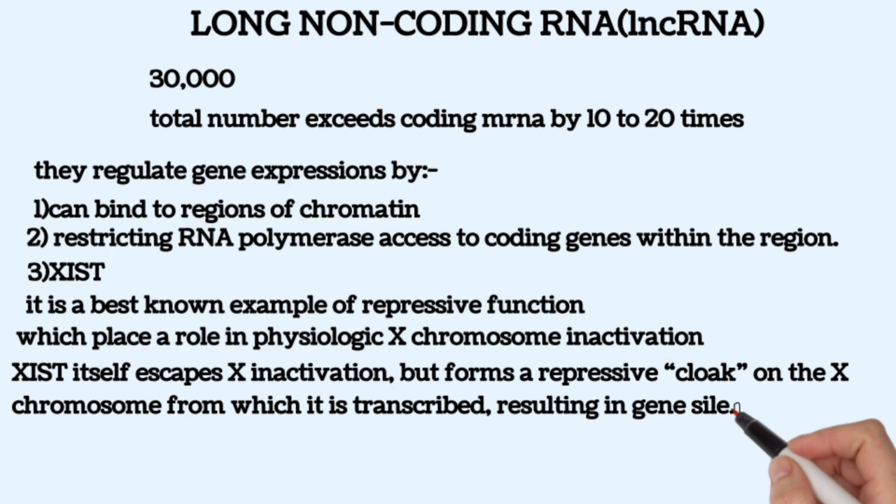अब इसका मतलब क्या हुआ? XIST जो है वो खुद अपना X inactivation को prevent करता है but एक covering type cloak form कर लेता है X chromosome पर जिससे वो खुद बना. तो क्या हुआ? वो खुद तो बन गया but उसके बाद वो जो covering form कर दिया उससे gene silencing हो गया.